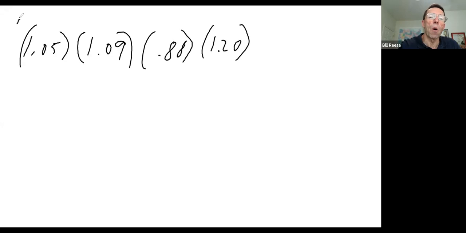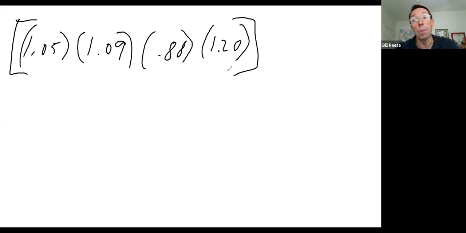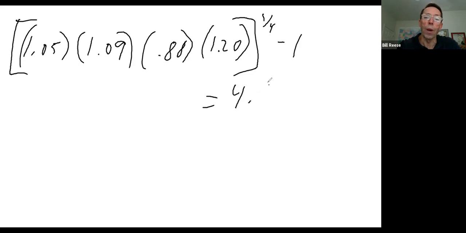So we multiply them all together, meaning take the product of them, and then we raise it to the power of 1 over n, n being how many years we had. In this case, it was 4 years, so we're going to raise that to the 1/4 power, and then we're going to subtract 1 from that. That's how you get the geometric mean. You add 1 to each of the returns, multiply them together, raise it to the 1 over n power, and then subtract 1. And if we do that, we find that the geometric mean is going to be 4.85%, less than the 5.5% we got from the arithmetic mean.